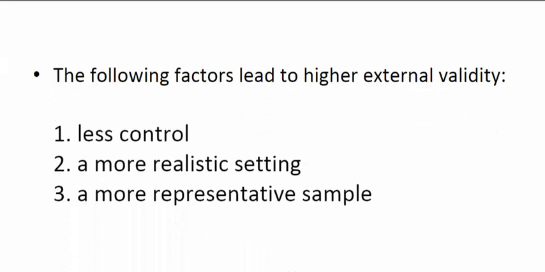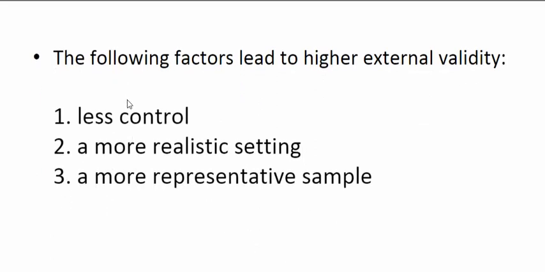Let's talk about the factors that lead to higher external validity. So first of all, less control leads to higher external validity. If you have a study in which you don't control the environment and you just let things unfold as they would naturally, you have higher external validity because you'll be more confident in drawing conclusions about the real world, where things actually are a little bit more messy. And also, a more realistic setting would give you higher external validity. I think the first two really go hand in hand. They're really just two ways of saying the same thing: less control in a more realistic setting.